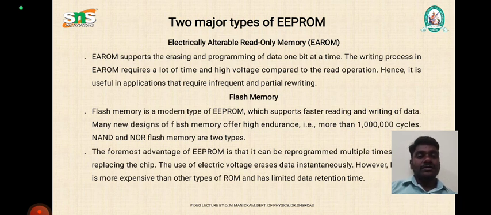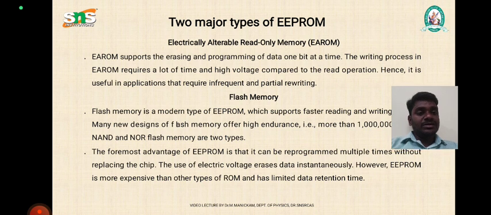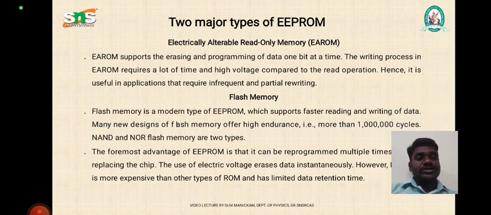The foremost advantage of EEPROM is that it can be reprogrammed multiple times without replacing the chip. The use of electric voltage erases the data instantaneously. However, it is more expensive than the other types of ROM, and has limited data retention. It is expensive when compared to the remaining types of ROMs, but it has more advantages.